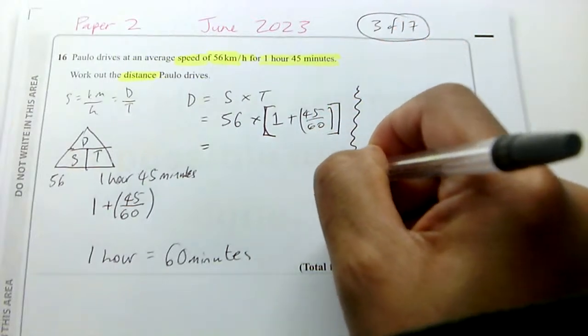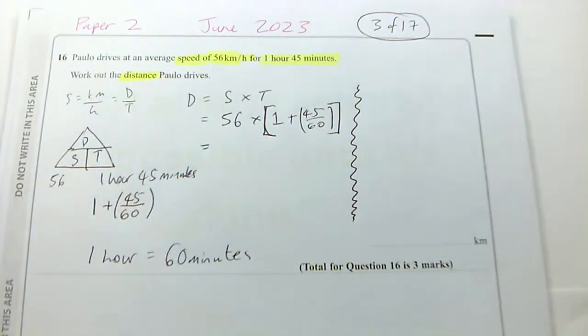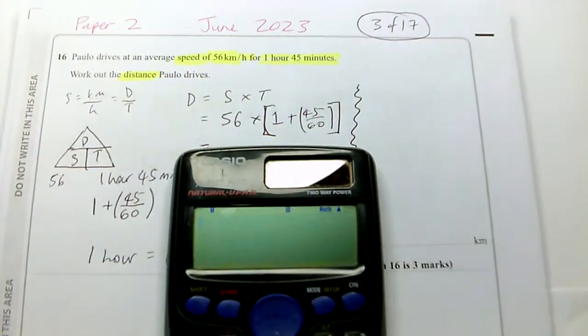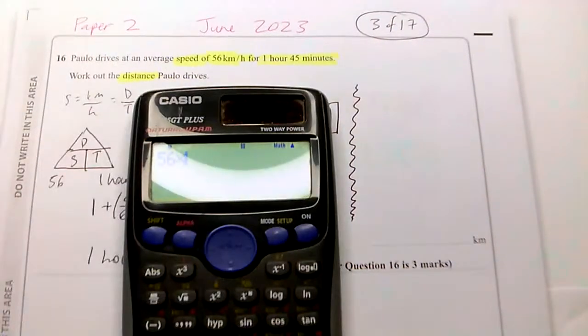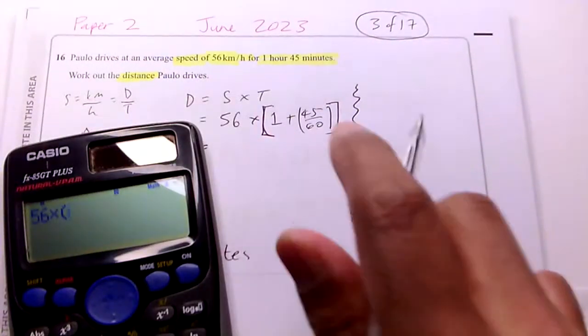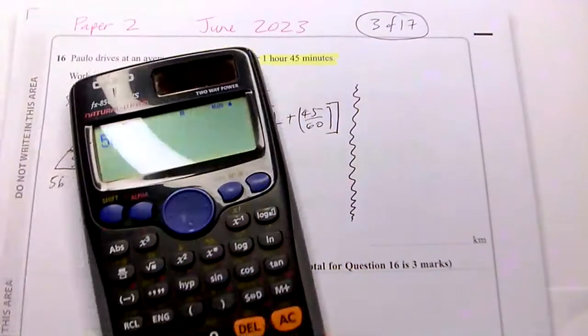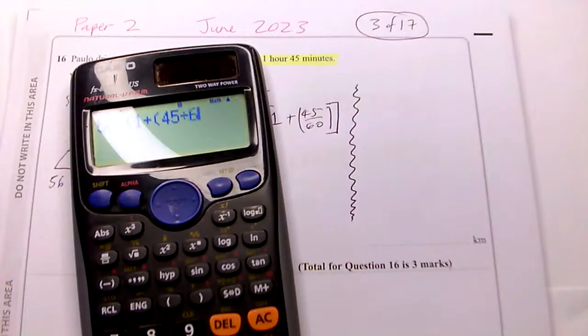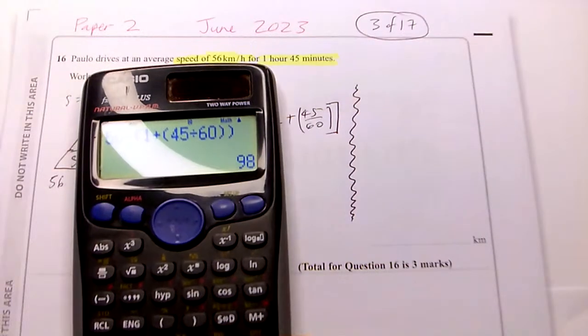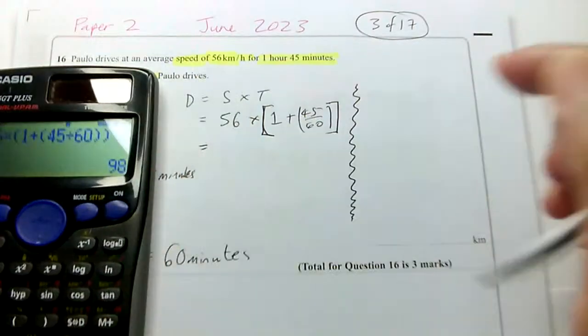Just going to separate this here just to rewrite it in a second, in case you're a bit worried about how you put this into your calculator. So 56 times by brackets 1 plus brackets 45 divided by 60. Close bracket, 2 brackets there, and that gives me 98.